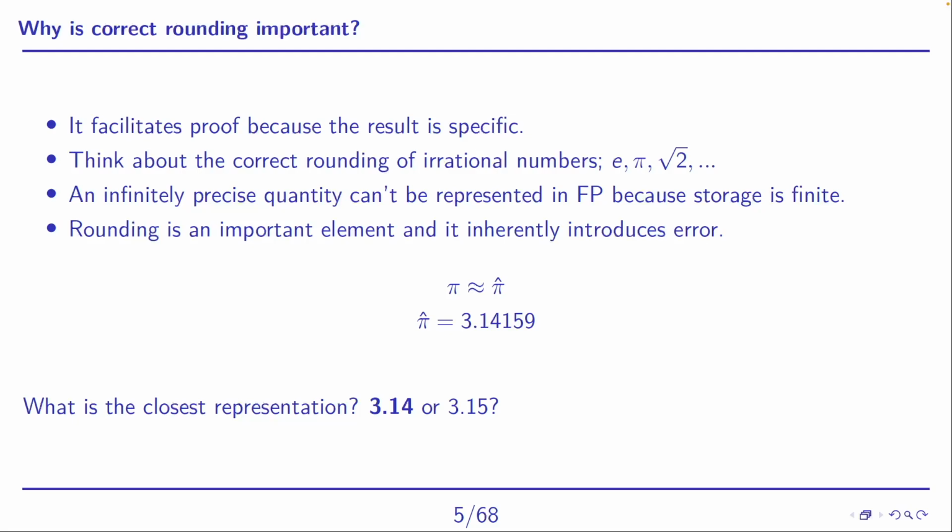So why is it important? The first thing is because it facilitates proof. In that case, that means that we do have a specific number to look for whenever we are evaluating a function. So that means that we can prove if it's correct or not. And I want you to think especially about irrational numbers when it comes to correctly rounded, because I think this is a very good example of why we would want that.